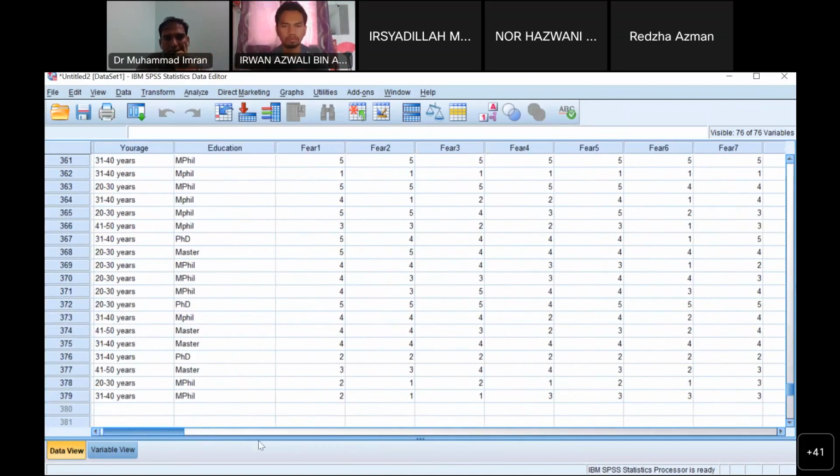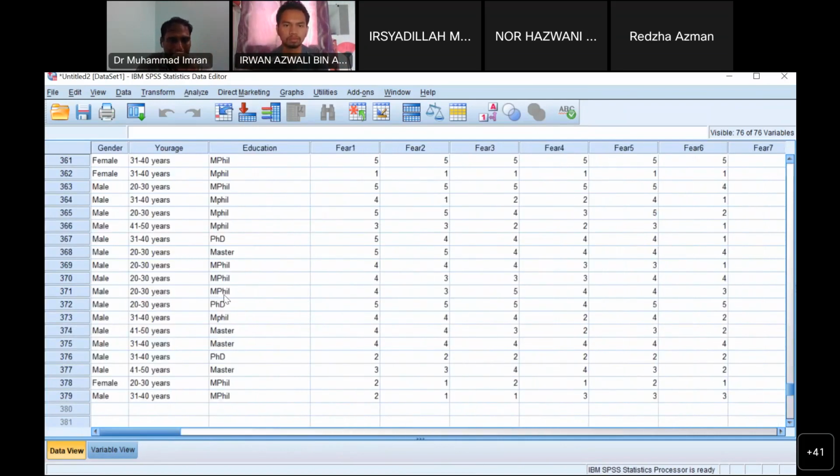Got it? This process is done. Import of the data into SPSS is done. Now, let's come back onto the slides.